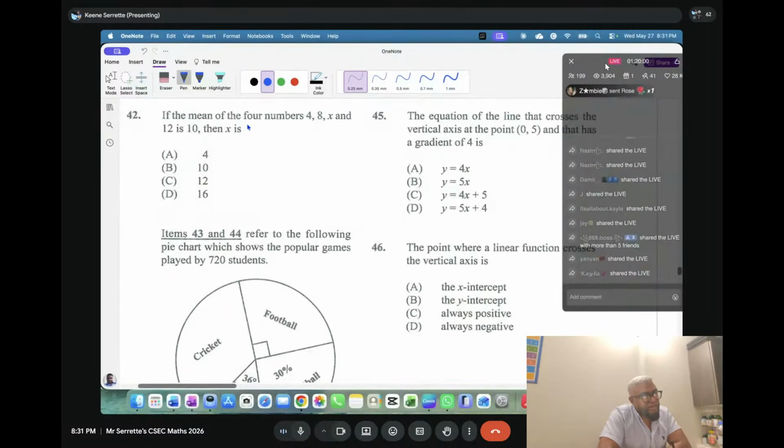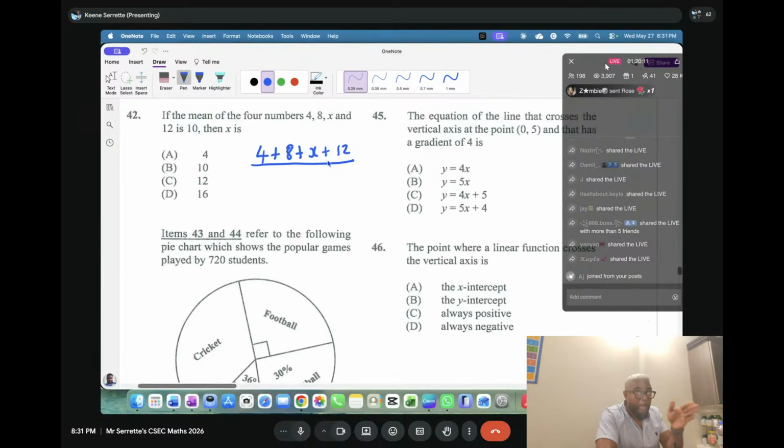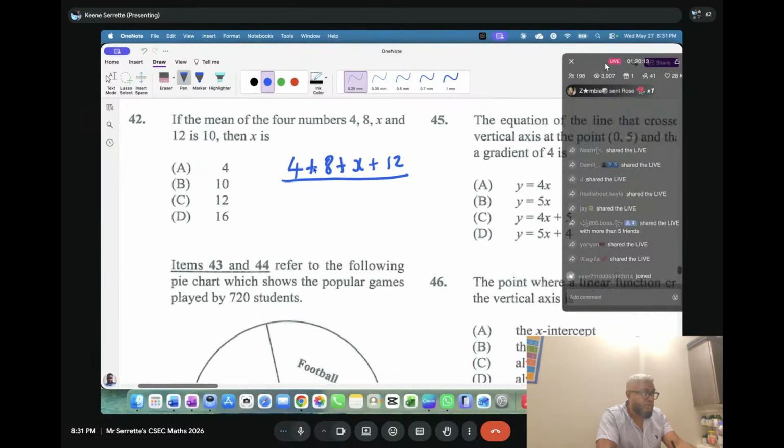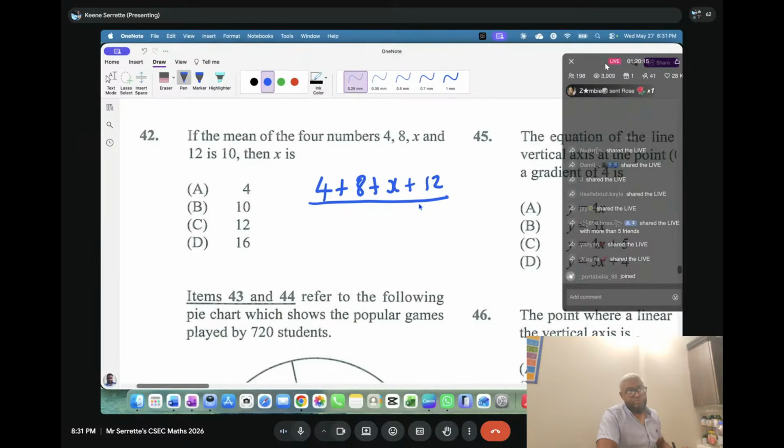So the mean of four numbers, 4 plus 8 plus x plus 12, all over how many numbers? Mean, yeah, your mean is an average. So you're adding up all and you're dividing by what? You're dividing by the amount of numbers, and then this will be equal to 10. So they say that the mean is 10. What do you do with the 4 when you carry it over here?